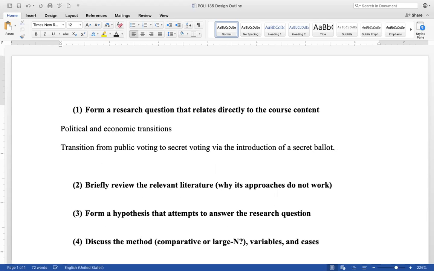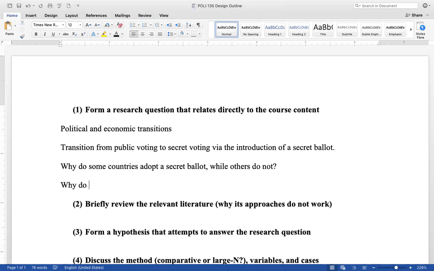So the question that I would ask is, why do some countries adopt a secret ballot while others do not? Or why do some countries adopt a secret ballot earlier than others? If we, for example, find that virtually all countries have a secret ballot, which is mostly the case, why do some countries adopt it earlier than others? Or why do some countries adopt it while others do not?